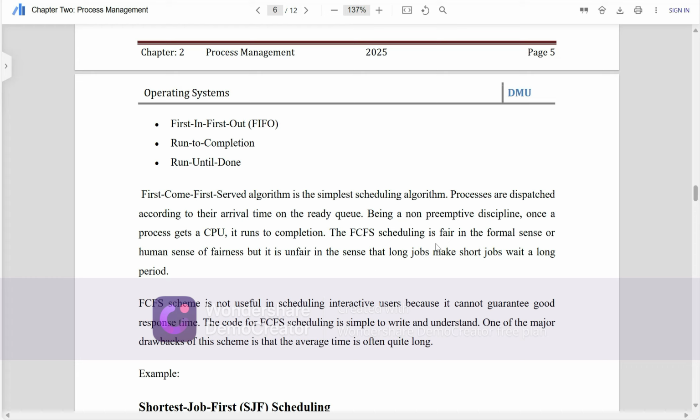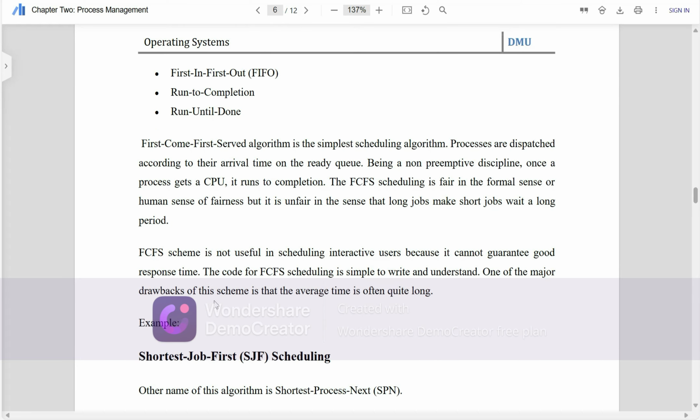So the first come first served scheduling algorithm is fair in the formal sense or human sense of fairness, but it's unfair in the sense that longer jobs make shorter jobs wait a long period. So this scheme is not useful in scheduling interactive users because it cannot guarantee good response time. The code for first come first served is simple to write and understand, and the drawback is that the average waiting time is often long.